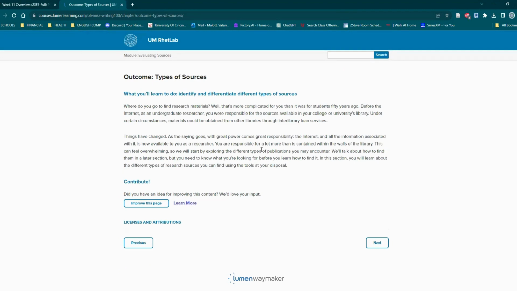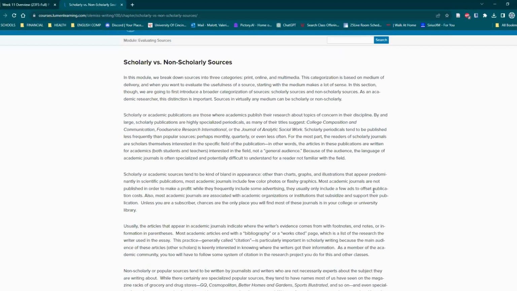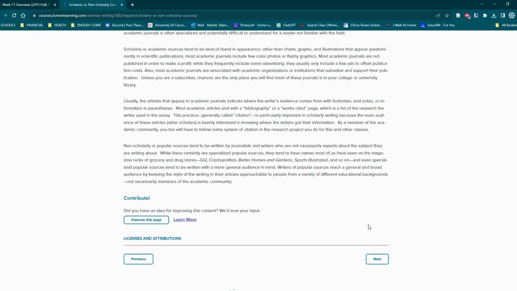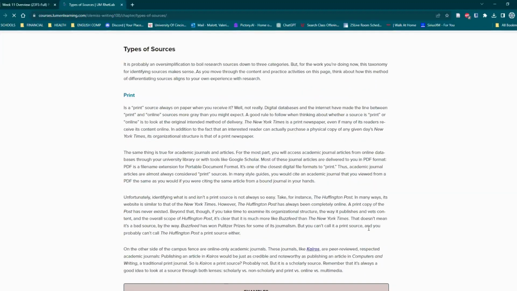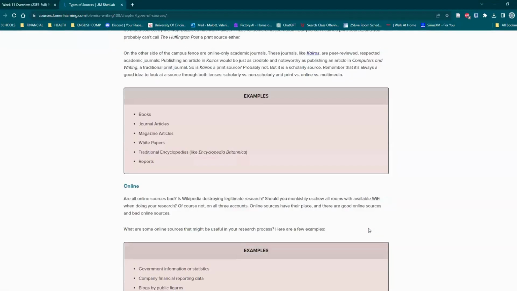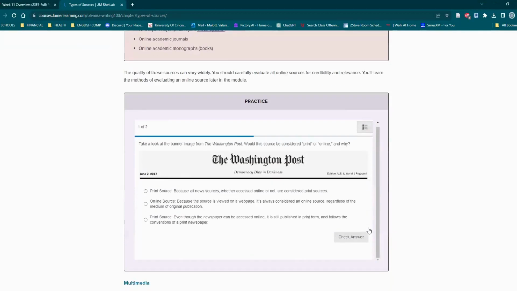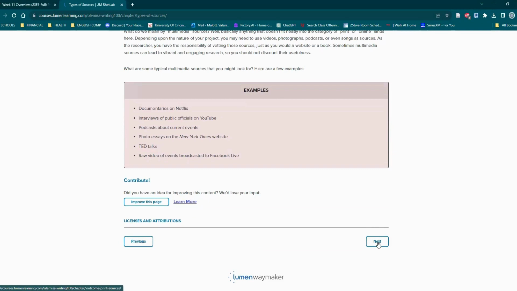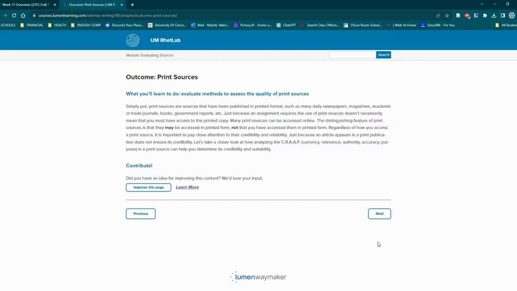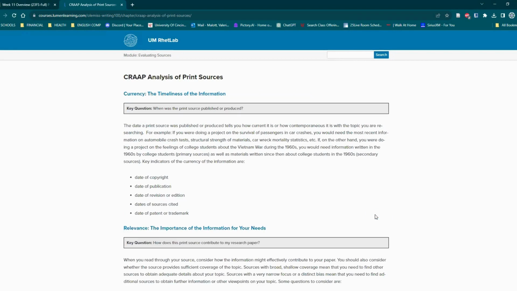So it takes you through the outcome and then tells you a bit about scholarly and non-scholarly sources, the different types of sources, print, digital, online, what the differences are, multimedia, what that means. Let's see the next page. Print sources goes into greater detail. It also talks about the CRAAP analysis or the CRAAP test of sources.